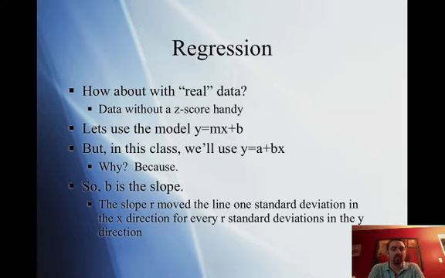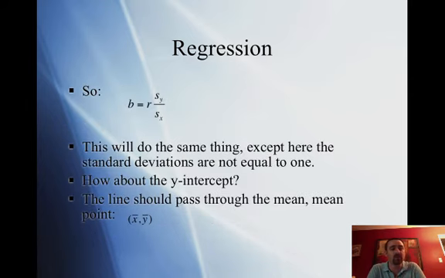So the slope r moves the line 1 standard deviation in the x direction for every r standard deviations in the y direction. That's what we're talking about. So we're going to try to use that to talk about how to find the new slope. The way we find the slope is we take the correlation coefficient r and multiply it by the standard deviation of y divided by the standard deviation of x. Basically, this does the same thing, except that now we're recalibrating the size of a standard deviation.